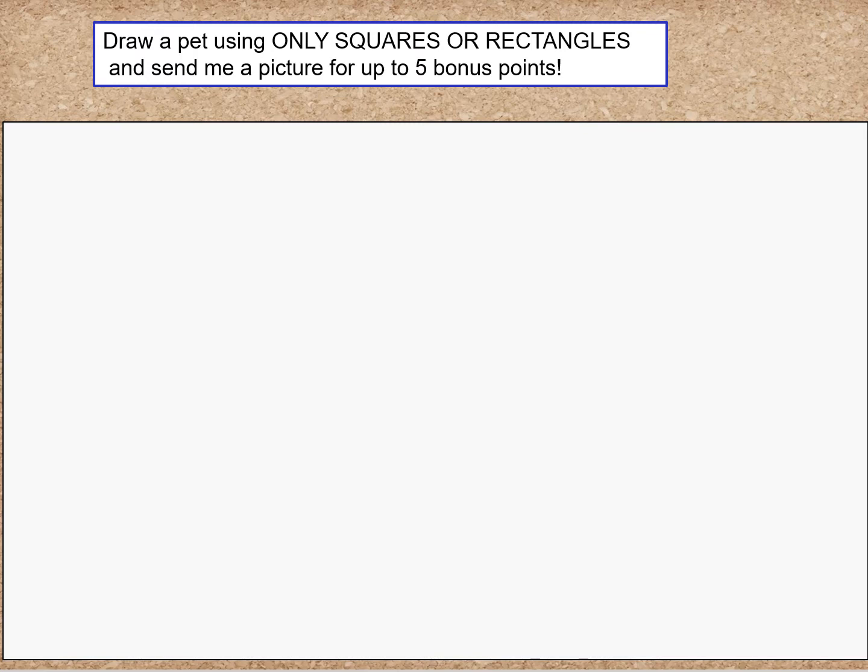However, before we get started, I have an excellent opportunity for you to earn up to 5 bonus points. So what I'm asking is that you draw a pet using only squares and rectangles and send me the email. I'm really looking forward to seeing some pets and some amazing artwork.